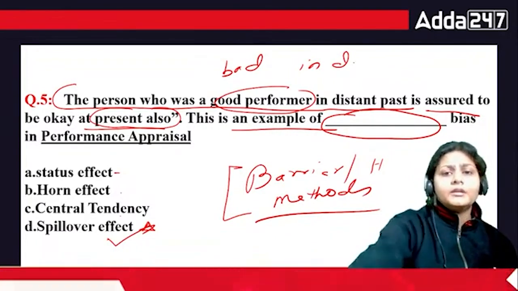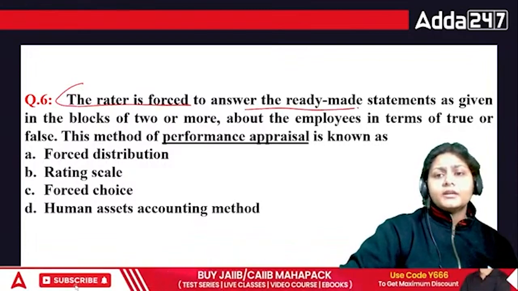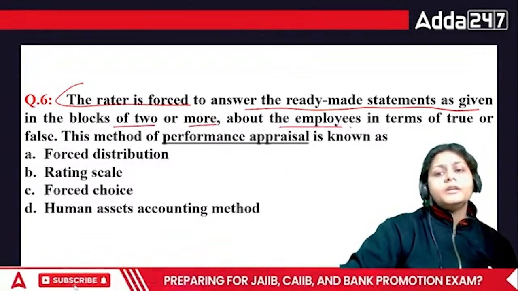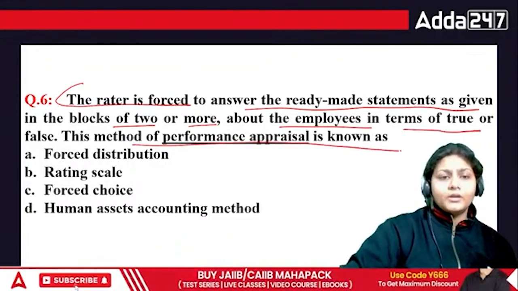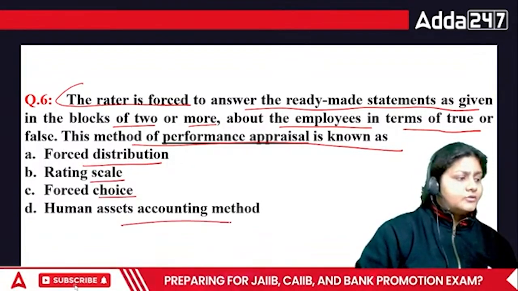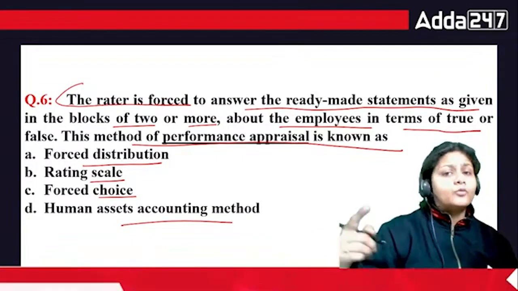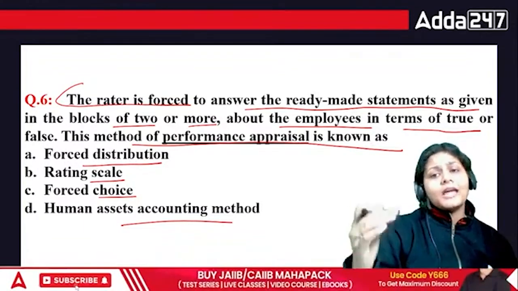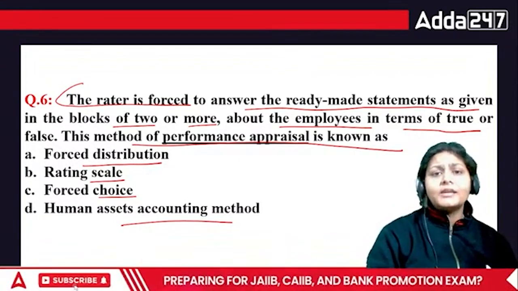Now moving to the next question, question number 6: the rater is forced to answer ready-made statements, given in a block of two or more about the employee, in terms of true or false. This method of performance appraisal is known as: option A, forced distribution; rating scale; forced choice; and human asset accounting method. See, when the rater is forced to answer a ready-made statement, that means there is no opportunity for the rater to prepare the statement.